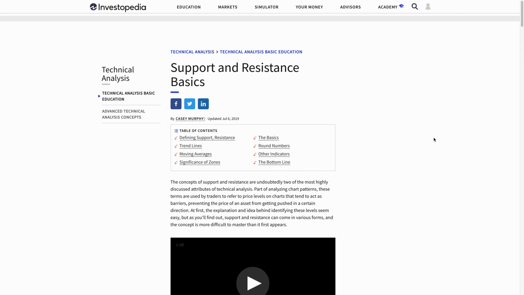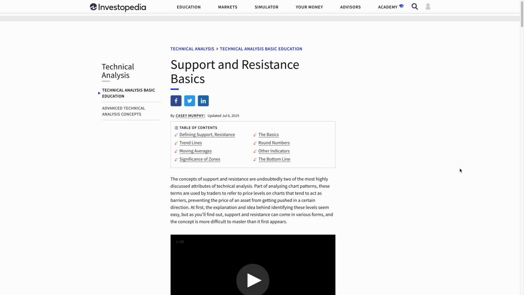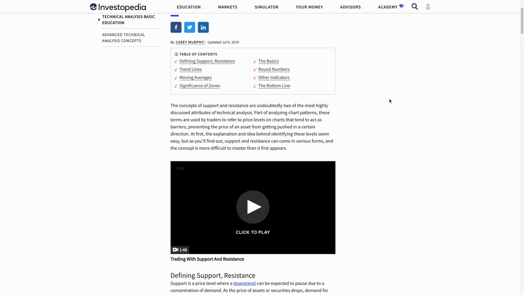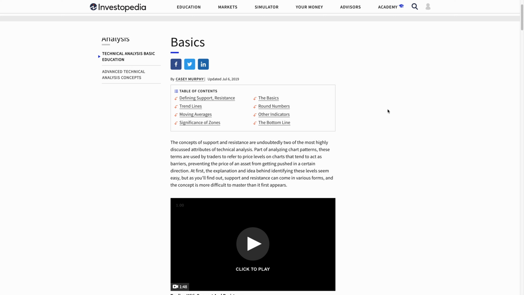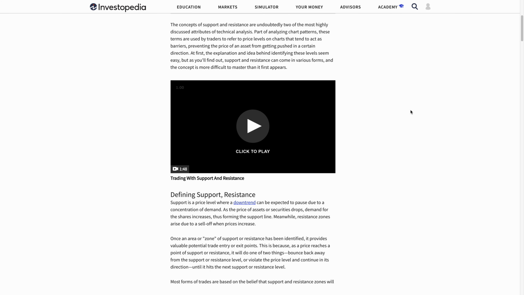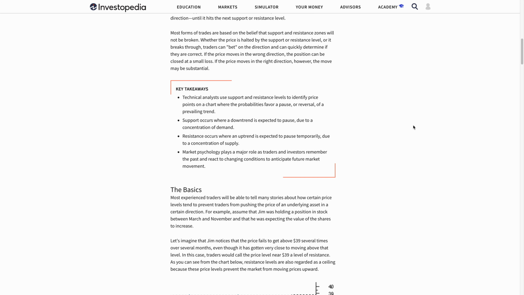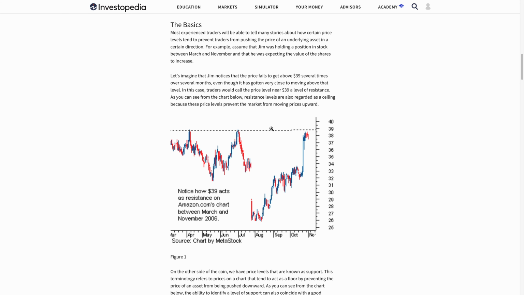So if you go on Google and type in support and resistance basics Investopedia, you'll come to this page. Now I'll leave a link down below, but when you come to this page, it'll talk about different types of support and resistances. So basically what a support and resistance is, if you look here, it's just areas where the price is having trouble breaking through, right?